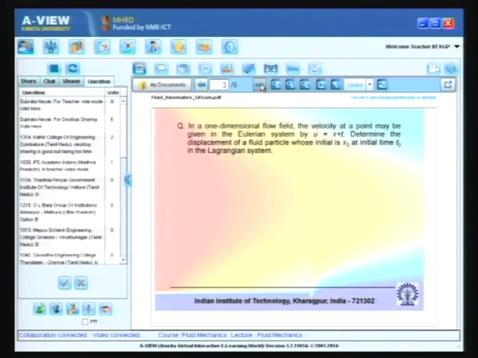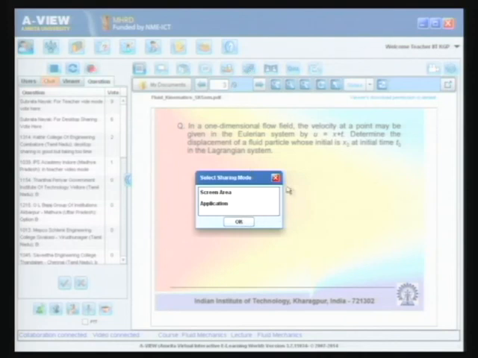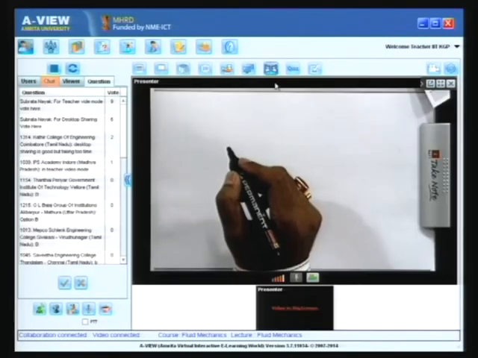Now, in a one dimensional flow field, there is one component of velocity u, which is a function of only one space coordinate, given by x, and this velocity component u is not only a function of the space coordinate, but also a function of time t, as I told. So this is an Eulerian description, u as a function of x and t, and the function is u is equal to x plus t. Now, determine the displacement of a fluid particle whose initial position is x0 at initial time t0, that is its identity. So what is the problem then? Let me do the problem with the Eulerian approach.